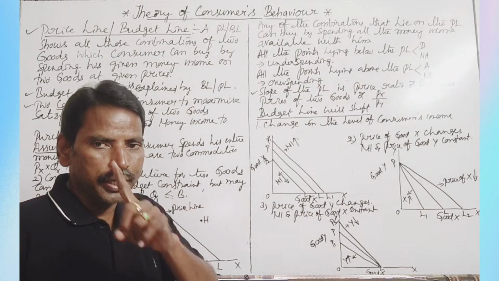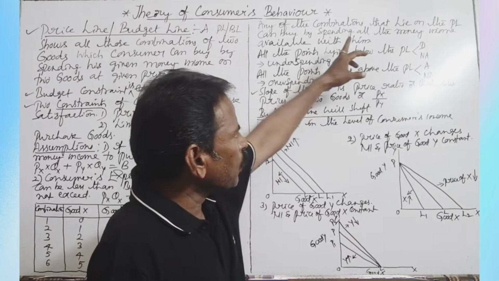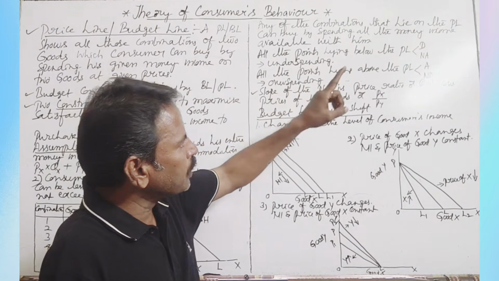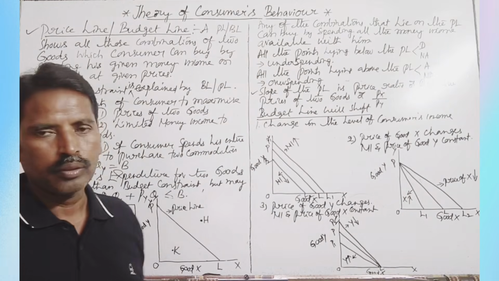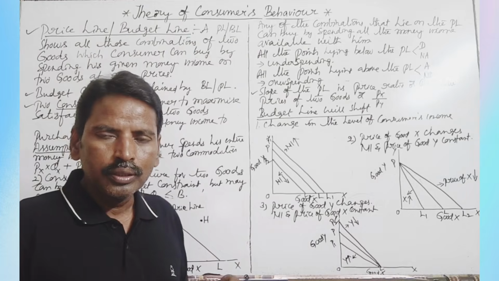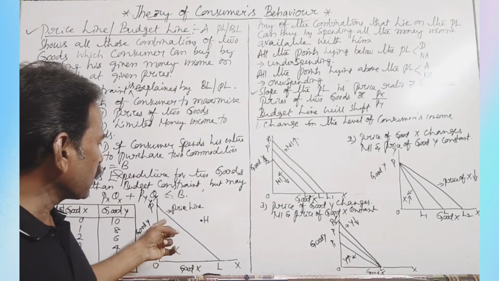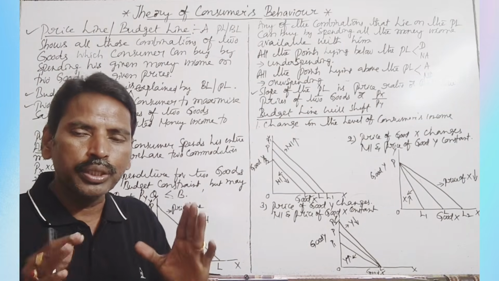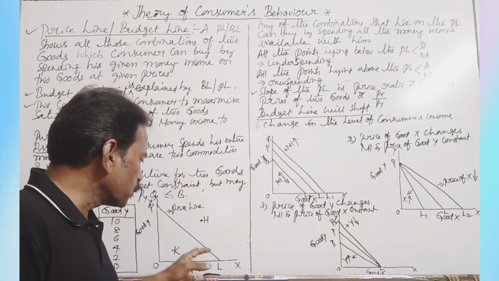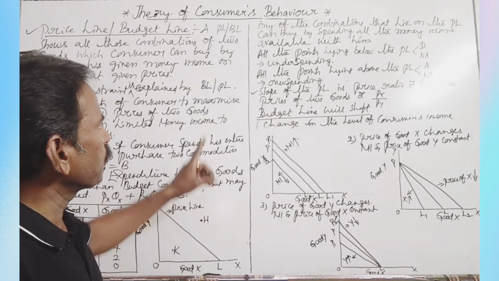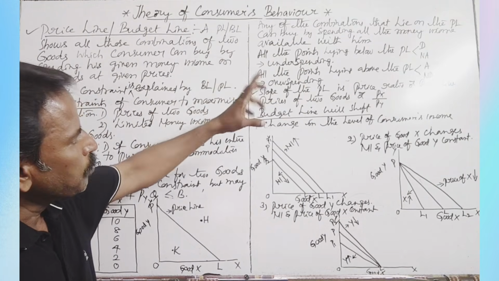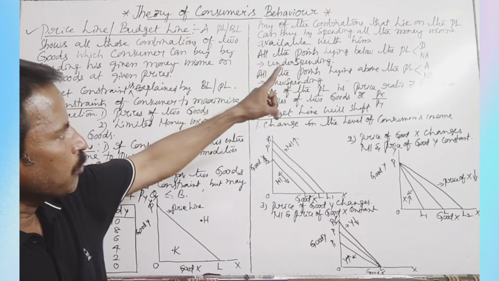Explanation of the price line diagram. Any of the combinations that lie on the price line can be bought by spending all the money income available with him. ఈ ప్రైజ్ లైన్ మీద ఎక్కడున్నా కానీ మనం కొనగలము. ఎందుకంటే given money income, prices of two commodities are supporting. Therefore, any of the combinations that lie on the price line can be bought by spending all the money income available with him.